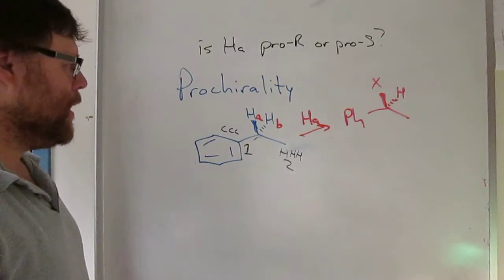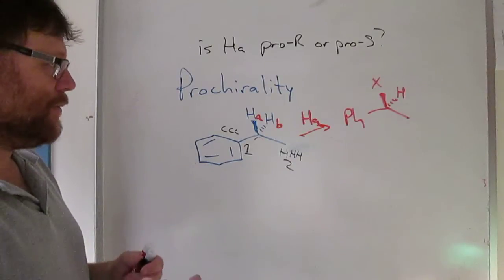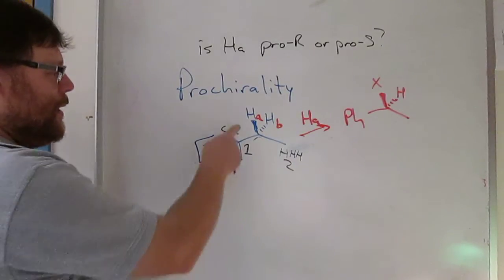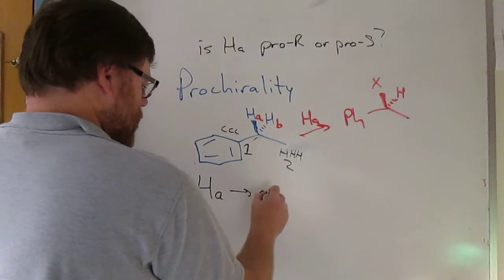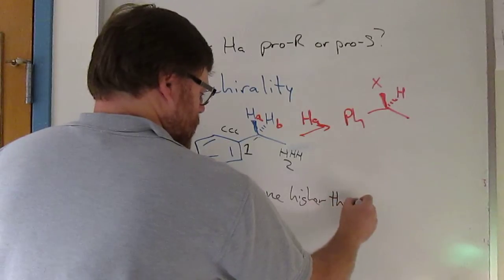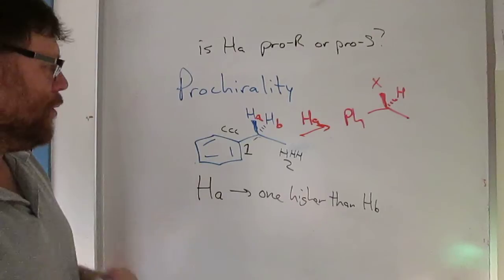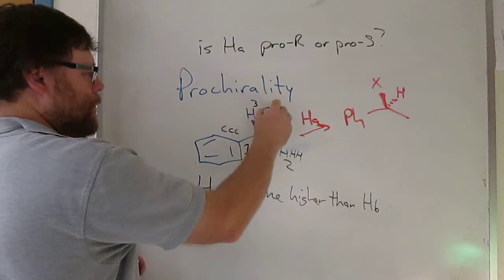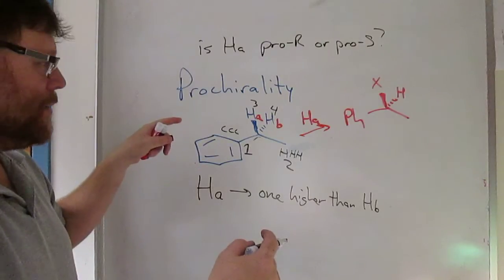Well, the way to determine if a prochiral center is Pro R or Pro S is to say HA is 1 higher than HB. So HB will be 4, HA will be 3. Okay, so we're just saying that HA is 1 step above HB.